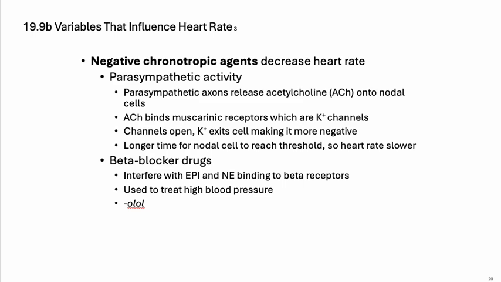So in this case, for beta blockers, you would have upregulation of beta receptors because those receptors are being blocked and they're not binding with epinephrine. So the body tries to compensate for the lack of epinephrine and norepinephrine binding to the receptors by producing more receptors, right? So this is normal.